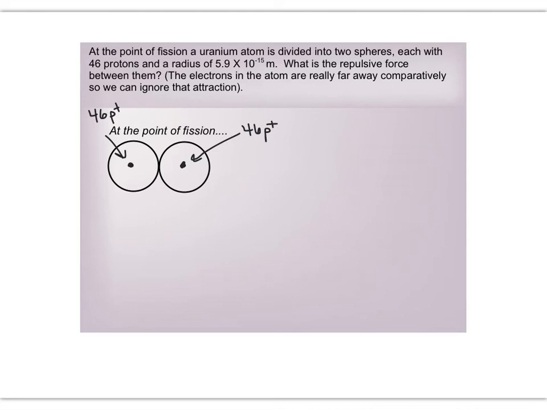So I have 46 protons gathered at the center of the atom on the left, and 46 protons gathered at the center of the atom on the right. So how far apart are those nuclei? Well, the distance r is going to be from here essentially to here. R is really going to be twice the radius of each atom, because this is going to be a radius and that's going to be a radius. And so the distance between those two groups of charges is going to be twice the radius of each atom.